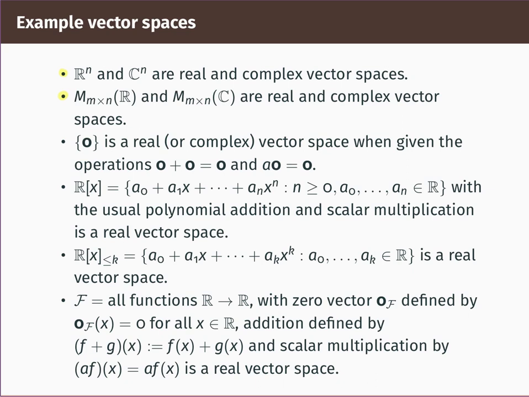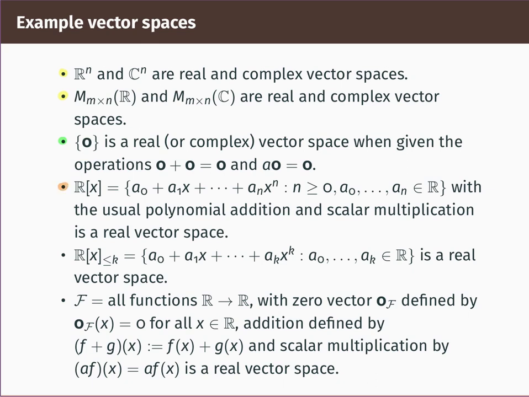So let's look now at some different looking examples. First of all, a slightly trivial looking example, which is just a set containing a thing called 0. So a set with one element only, called the 0 vector, is a real or a complex vector space when you give it the addition, which is specified just by saying 0 plus 0 is 0, and the scalar multiplication, which says that when you multiply by any scalar, you just get the 0 vector again. So that obeys all of the axioms. This is a vector space called the 0 vector space.